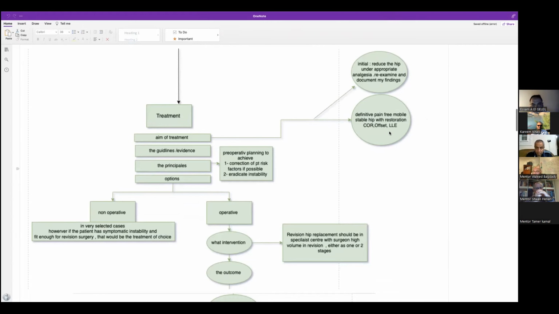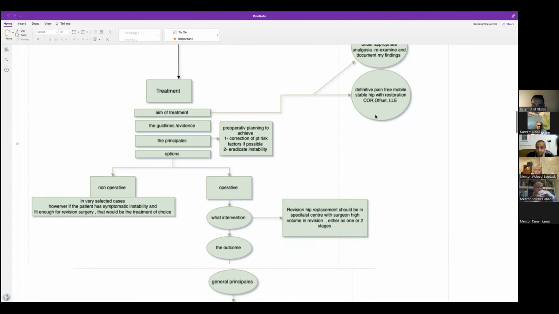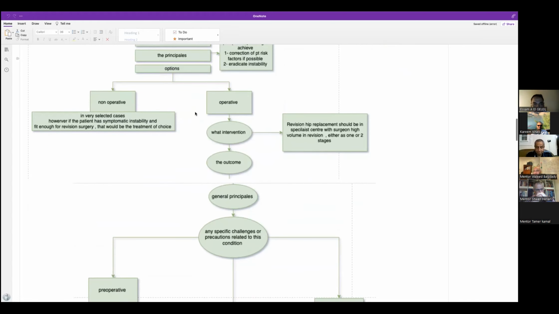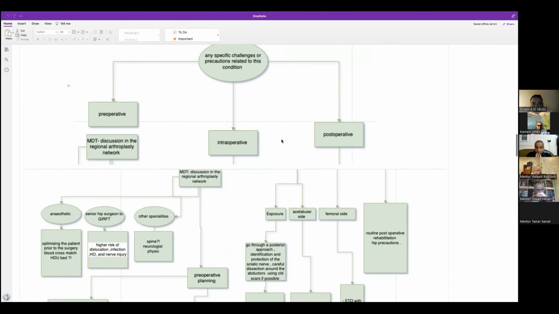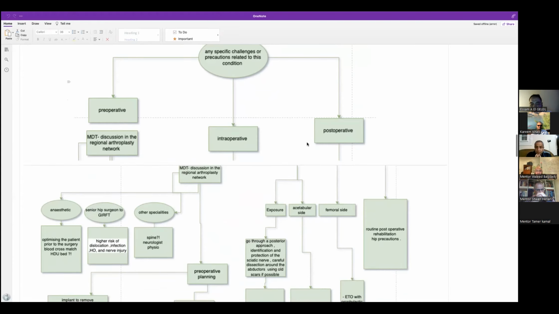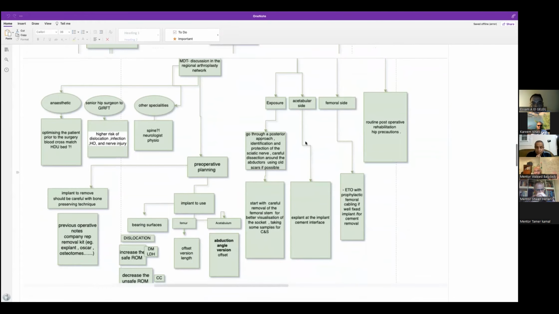Then you will get a check radiograph, re-examine the patient, and I will document my findings. Then my definitive treatment will be, I need a pain-free, stable hip. Stable hip is very essential because you need to eradicate instability. Then you will mention non-operative and operative treatment. Nobody mentions instability to be non-operative unless the patient has comorbidities, or refused surgery, or has a complex issue. Then you mention what intervention, what's the outcome, and the pre-operative, intra-operative and post-operative challenges. And this is the pathway for how to go through it.